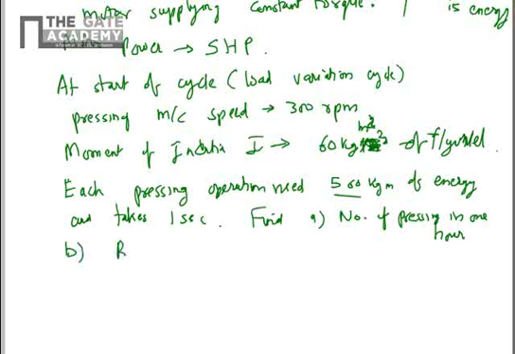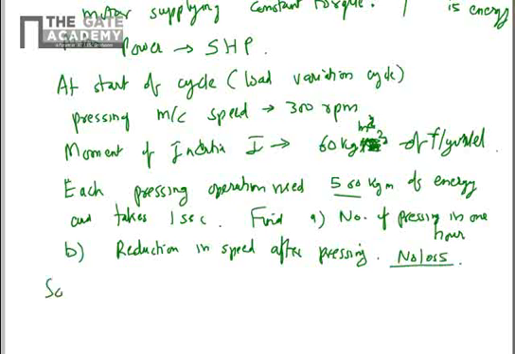The second part of the question is the reduction in speed after pressing. Just after the pressing, a lot of energy will be extracted from the driving shaft, and this driving shaft speed will reduce. So, what is the reduction in speed? Consider there is no loss in the system. So, we'll go about solving this problem.